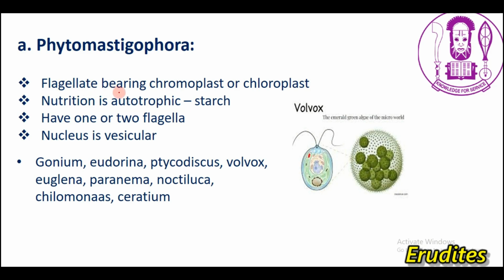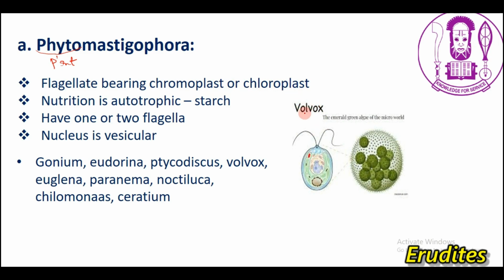Phytomastigophora are flagellates bearing chromoplast or chloroplast. Like I said, these are mastigophora that are plant-like. The reason why they are plant-like is that the word phyto refers to a plant. So Phytomastigophora are flagellates that bear chromoplast or chloroplast, and this is what makes them plant-like.